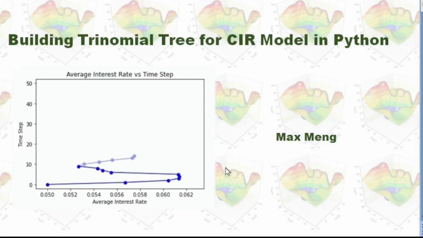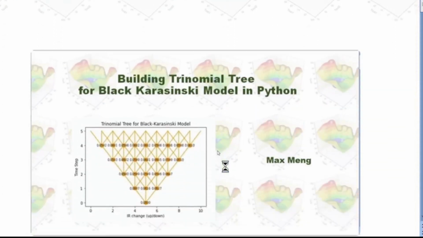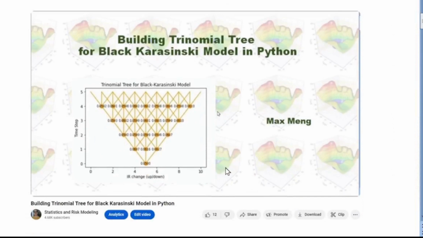This time, I'm going to talk about building trinomial tree for CIR model in Python. About 2 months ago, I made a video talking about building trinomial tree for Black-Karasinski model in Python. One of my video viewers asked me how to do it for the CIR model. In this video, I'm going to answer this question.